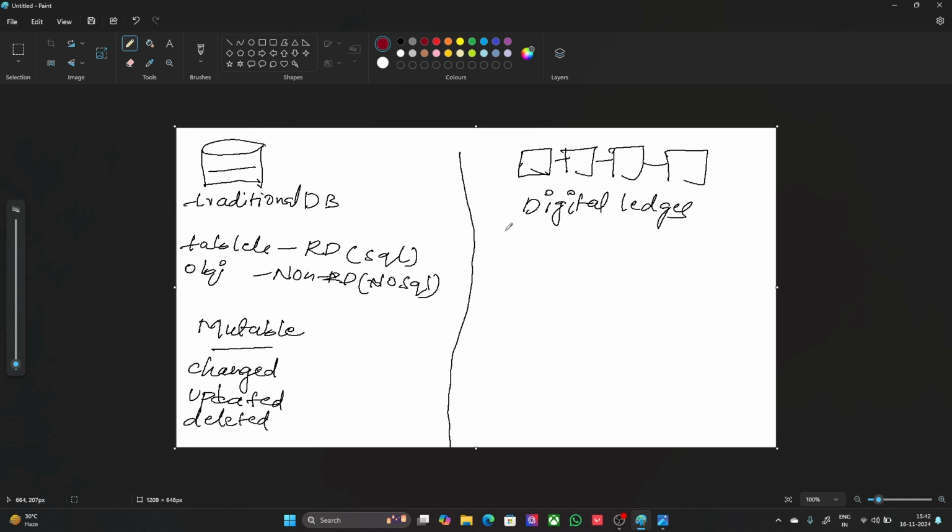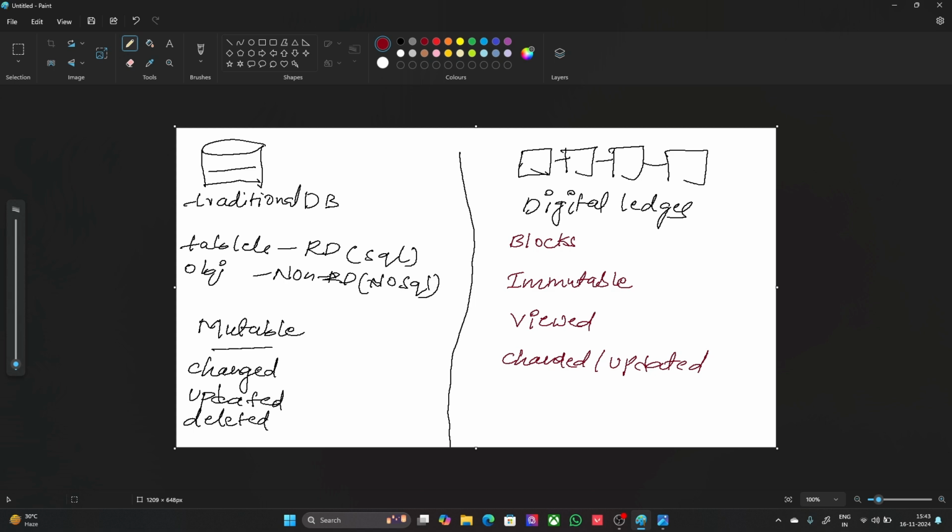The data in the blockchain is stored in blocks, and whatever the data which is there in these blocks is immutable, and the data can only be viewed. It cannot be changed or updated. So this is the main difference between a blockchain and a traditional database.